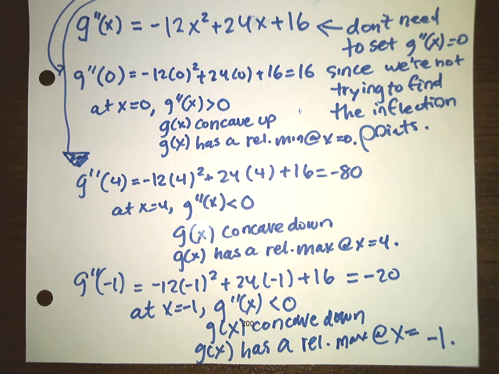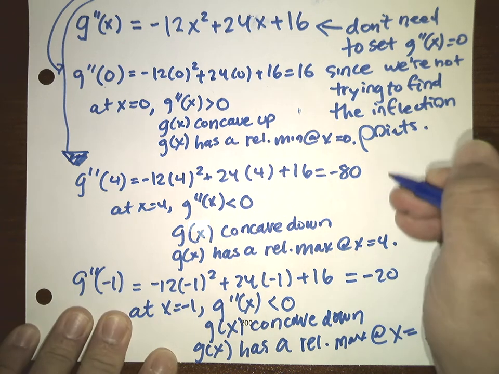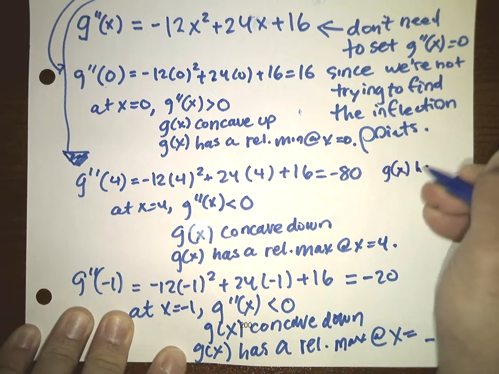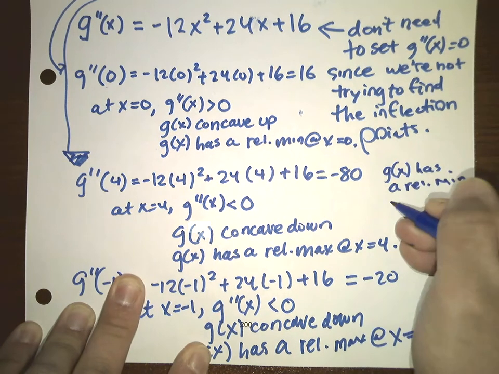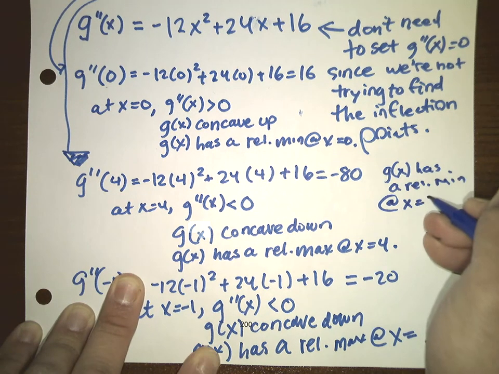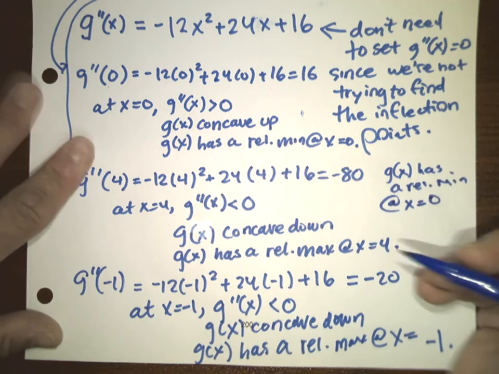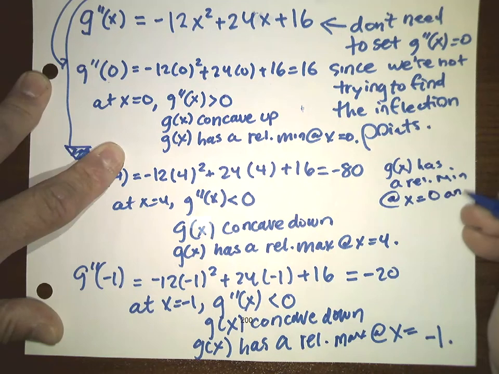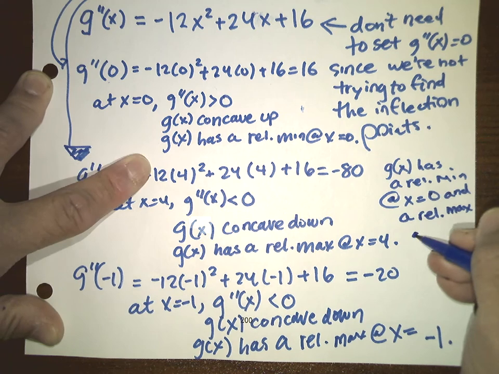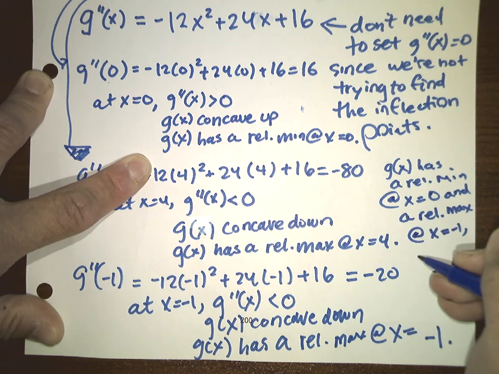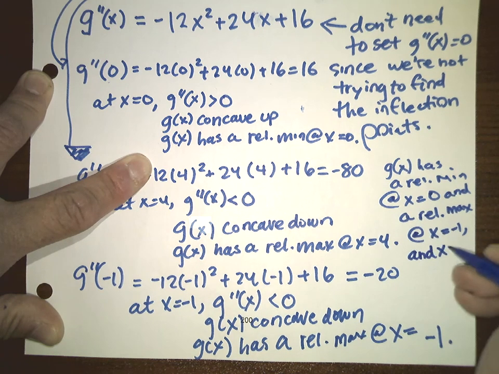The problem did ask us again to find all numbers at which the function has a relative maximum or minimum. So you could summarize: g of x has a relative minimum at x equals 0 and a relative maximum at x equals negative 1 and x equals 4.